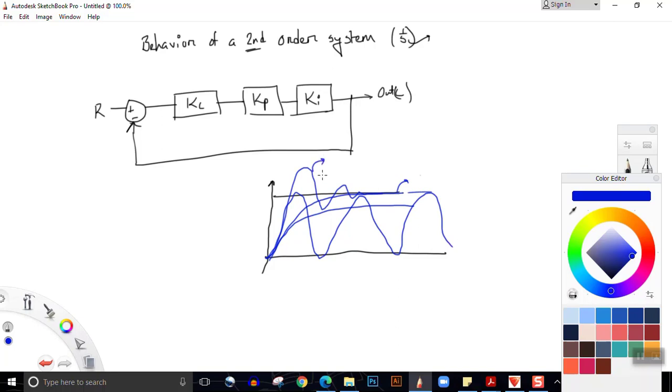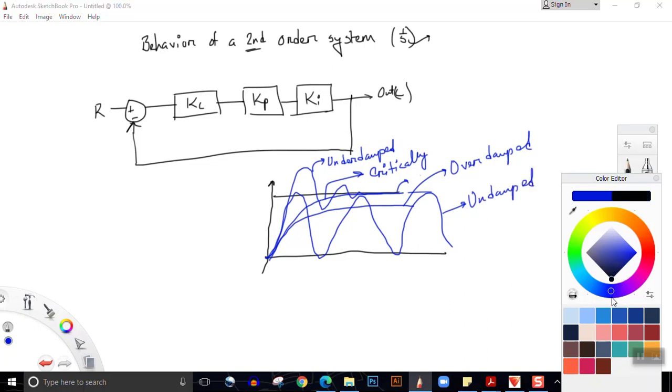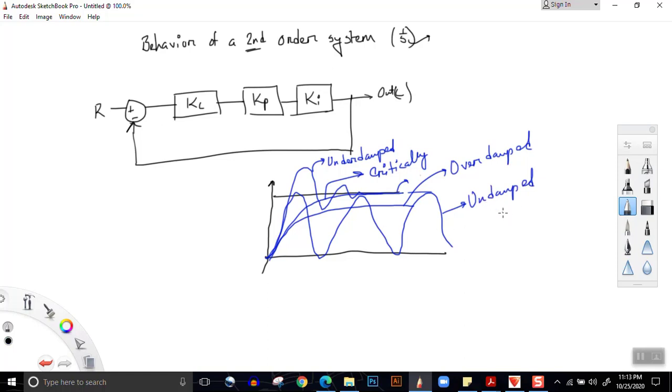This system over here, where there is an offset from the steady state, we call an underdamped system. You already have learned it in theory, I'm just recapping it. This system is critically damped. This system is overdamped, and this system is undamped. The undamped system is oscillatory, and we generally do not want an undamped system. What do we want? We want either an underdamped, critically damped, or overdamped system.